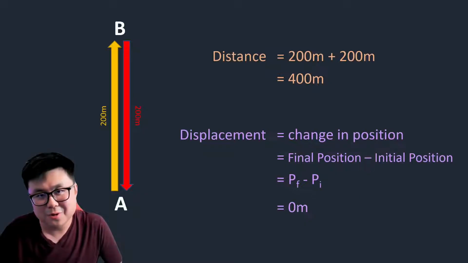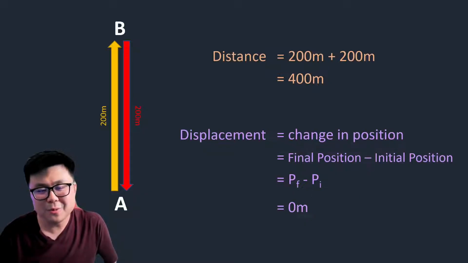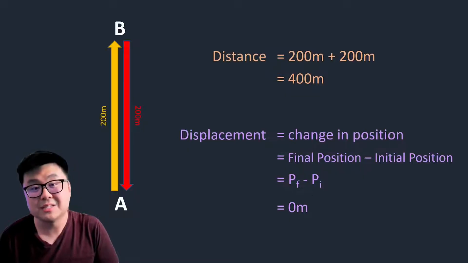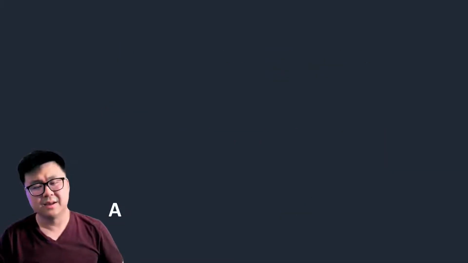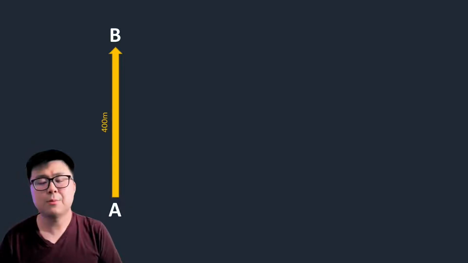Now, the equation PF minus PI is what defines displacement, but it's not very useful if you don't really know your position. For example, here, we don't even know what position A is, so we can answer this question conceptually, understanding what displacement means.